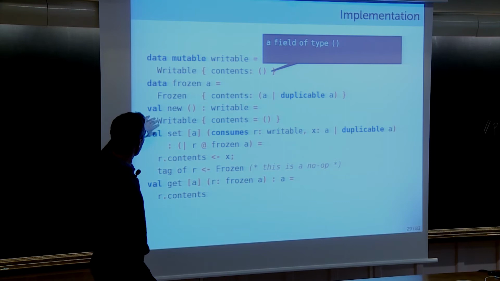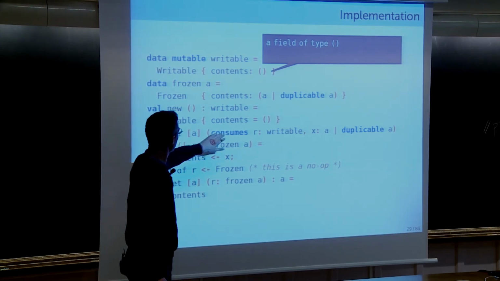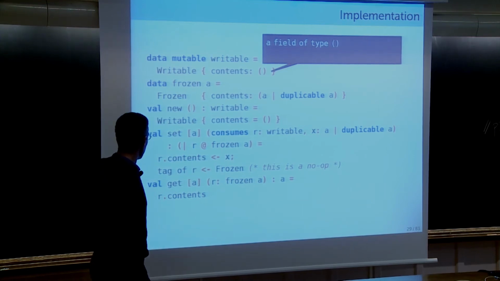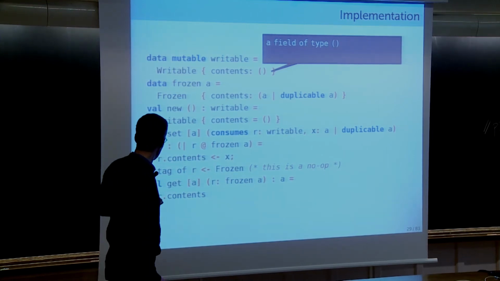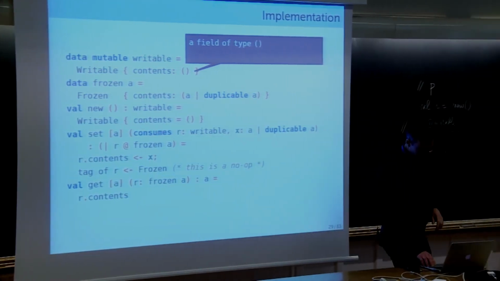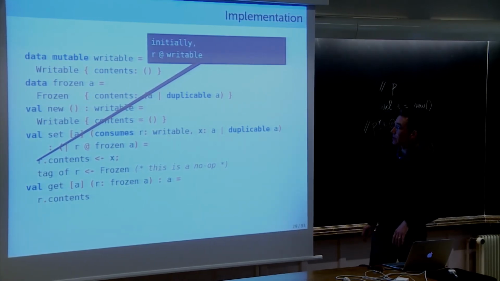So frozen also has one field, which has type A, and for slightly technical reasons, I'm requesting A to be a duplicable type. And that's a piece of information which is conceptually stored in the field together with the value. So new is just allocation. That's the syntax for creating a new object. That's the tag, the data constructor, if you will. And this is the list of fields with their values. And the set function basically writes x into r.contents. And I could explain a few things about how set is type checked.